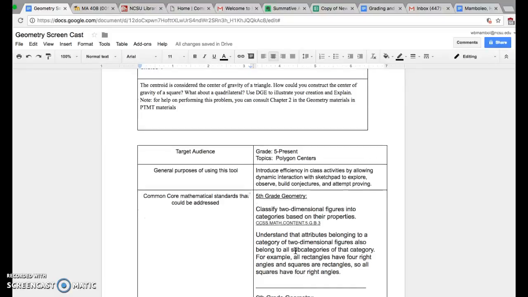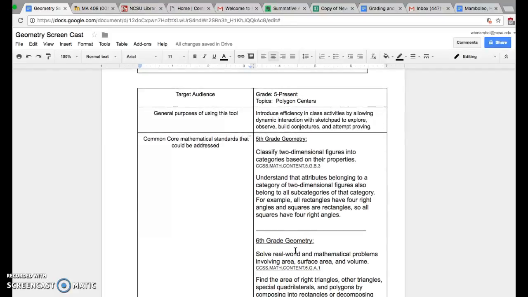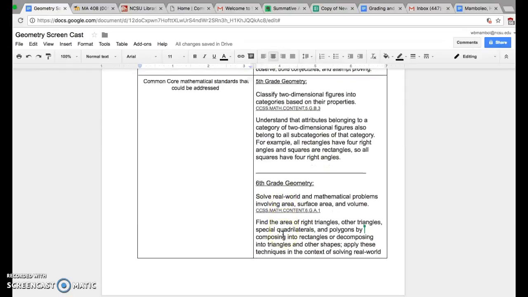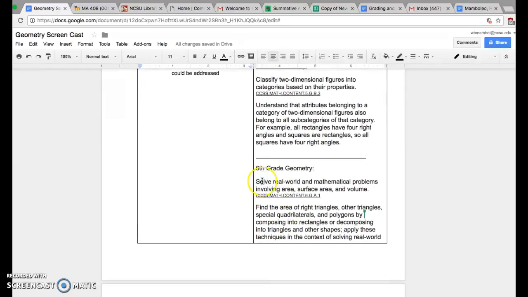Other things to point towards are that this lesson can be introduced as young as the 5th grade, middle grades. I found that some of the Common Core mathematical standards that match with this lesson are that in 5th grade, there's a standard that mentions how we ought to classify two-dimensional figures into categories based on their properties. And then in 6th grade, it followed right on, telling us that we ought to look into solving real-world mathematical problems involving area, surface area, and volume.